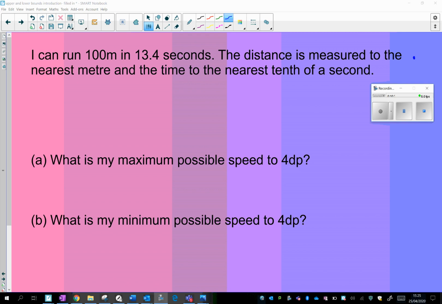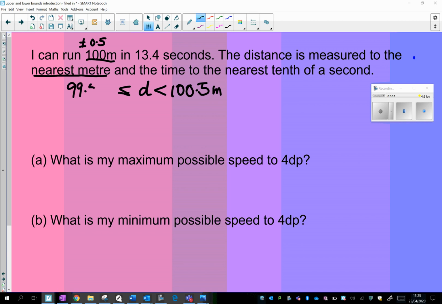Okay, last example here. You have got a distance and a time, and both of those have been rounded. So let's find upper and lower bounds for the distance and the time first. The 100 meters has been measured to the nearest meter, so to the nearest one. So for that, we're going to add and subtract 0.5. So the distance is between a maximum of 100.5 meters and a minimum of 99.5 meters.